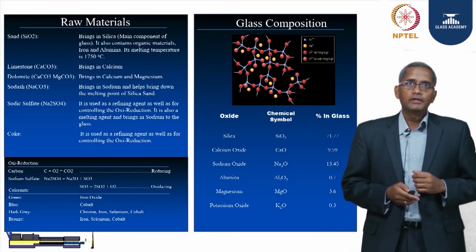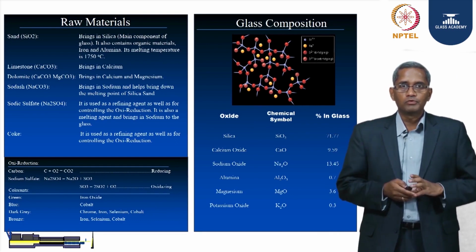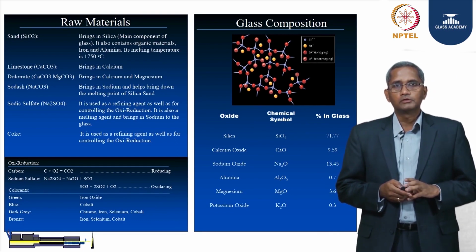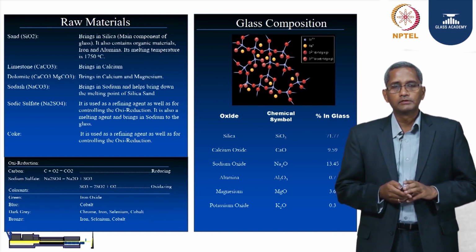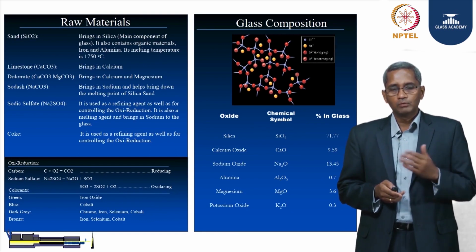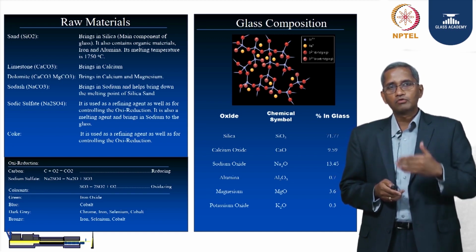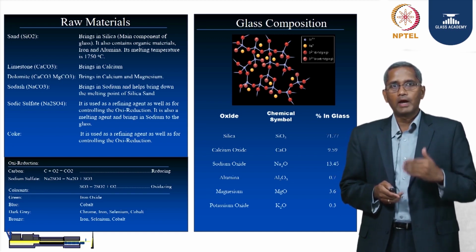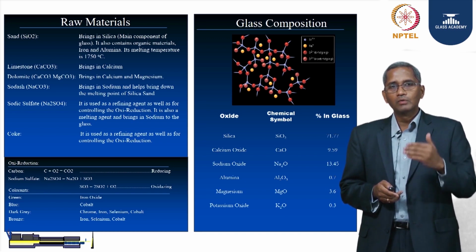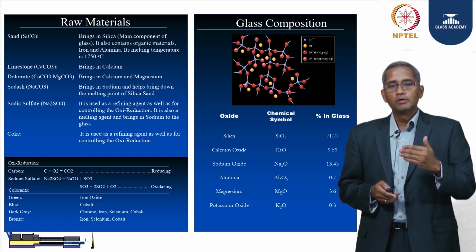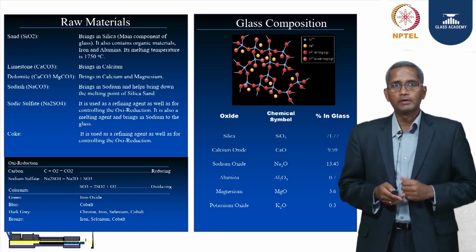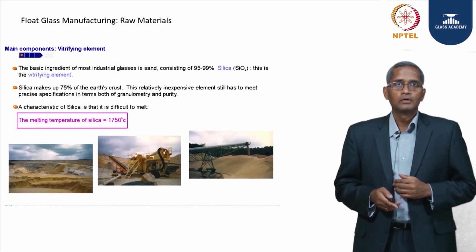A little bit about the raw materials. I think most of you would know that to make glass we need silica sand. If you melt silica, you will get glass. So silica is called the glass former. There are also a few other raw materials that we add to the silica sand. We will see the need and the purpose behind adding these raw materials in the next couple of slides.